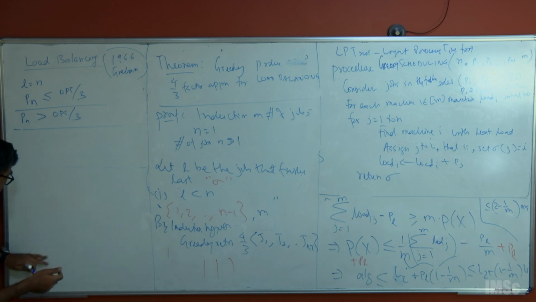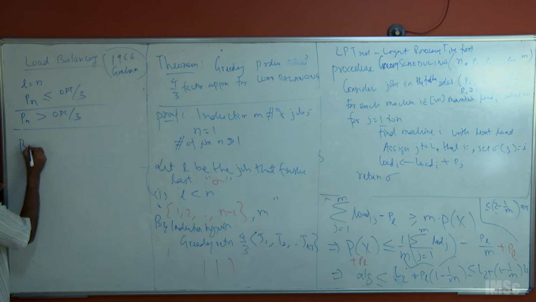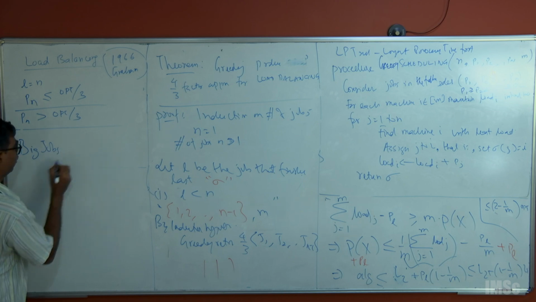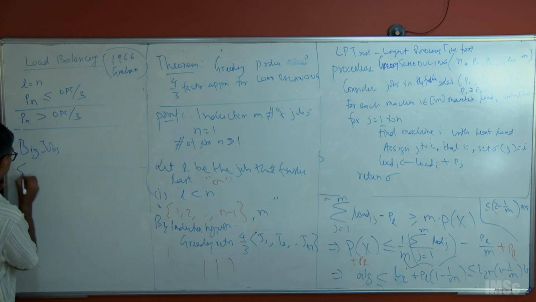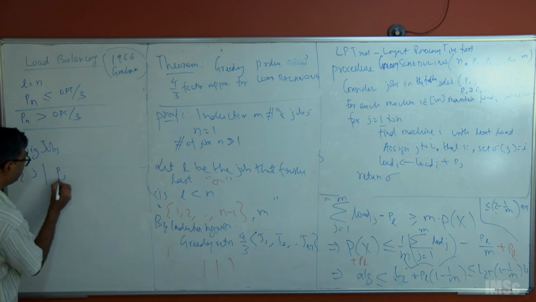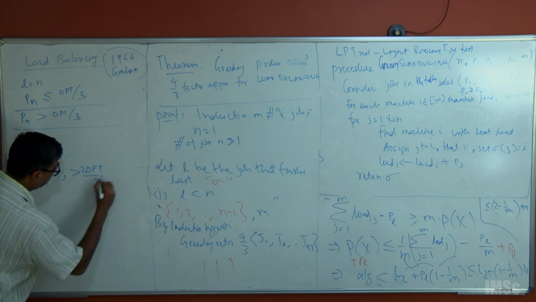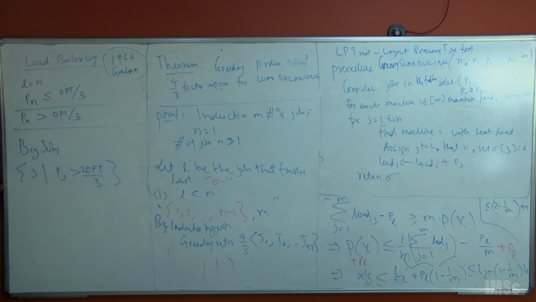I don't know this opt. I say, okay, I define the notion of big jobs. So what is the meaning of big jobs? Big jobs means those jobs J where Pj is strictly greater than 2 times opt by 3. Okay. Processing time is more than 2 times opt by 3. Those are called big jobs.